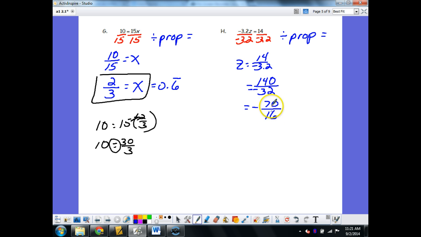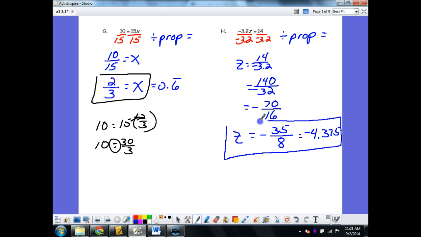Once again, 2 is a common factor. 2 goes into 70 35 times. 2 goes into 16 8 times. So there's a solution for z. Based on this, if you wrote this as a decimal, it probably comes out to negative 4 and 3/8. So that would be 0.375, being precise.